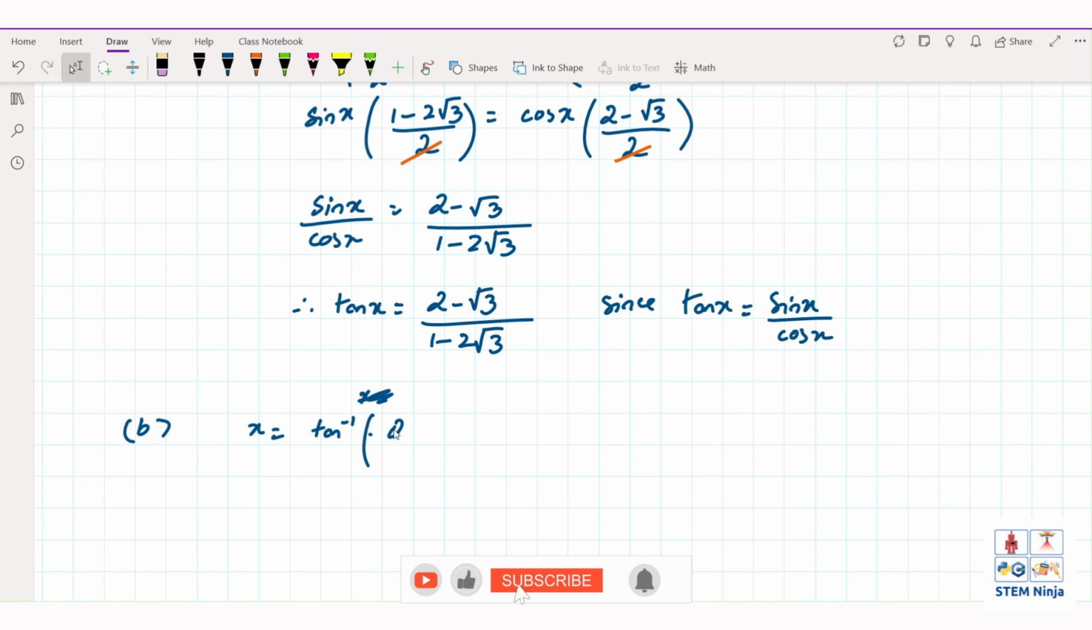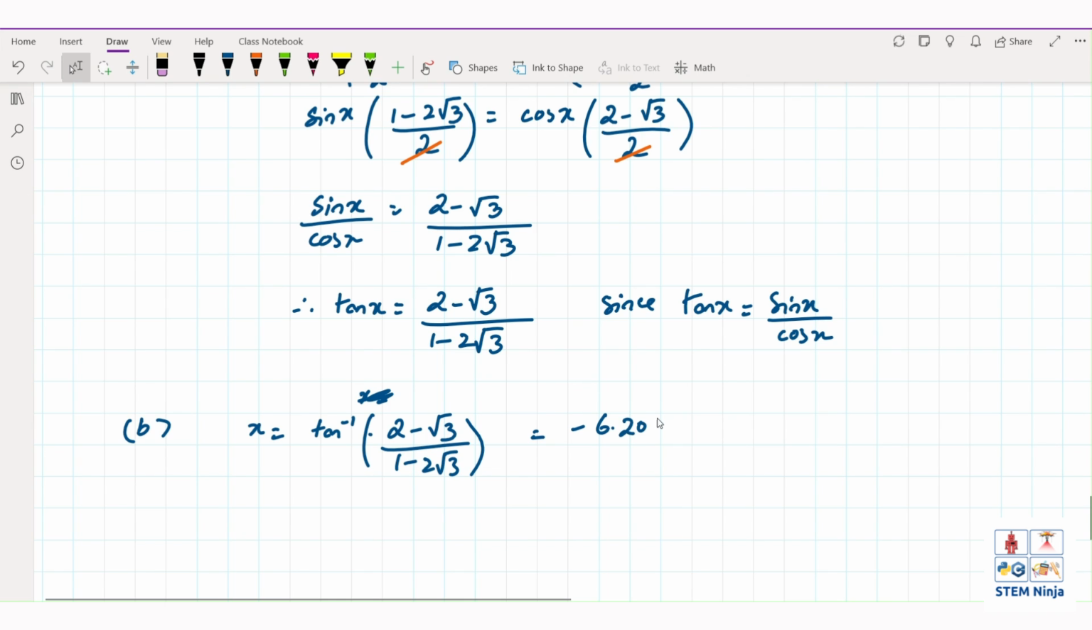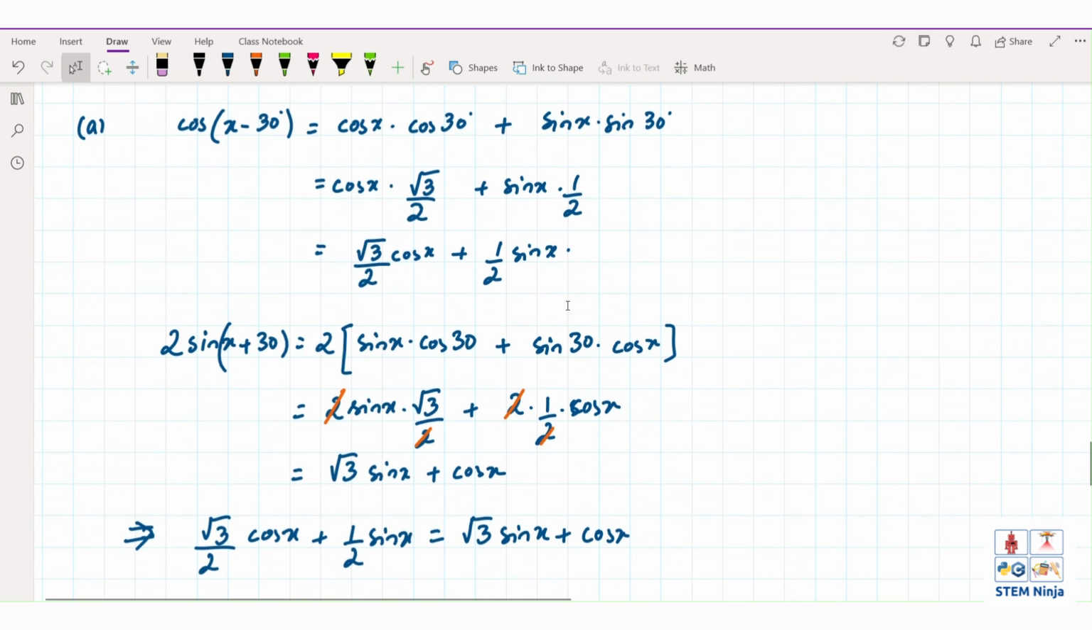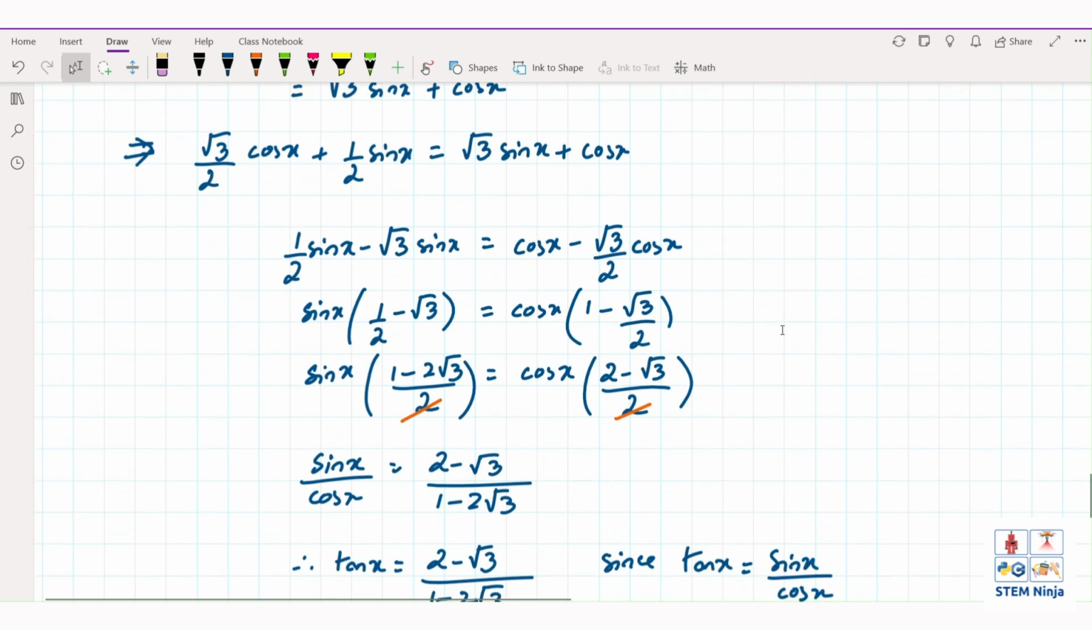Tan inverse of (2 minus root 3) over (1 minus 2 root 3). We get minus 6.206 degrees. And we know that tan's periodicity is 180 degrees, so 180 degrees times n, where n is 0, 1, 2, and so on. Now, the range of values of x we were given is from 0 to 360, not before or after.